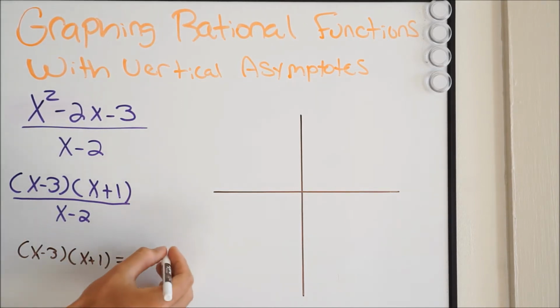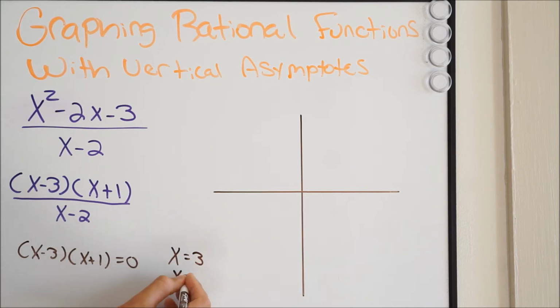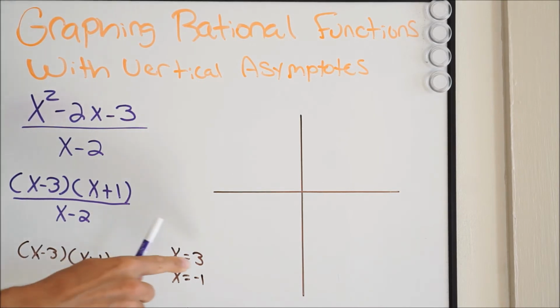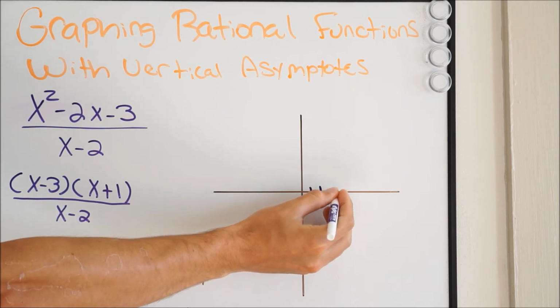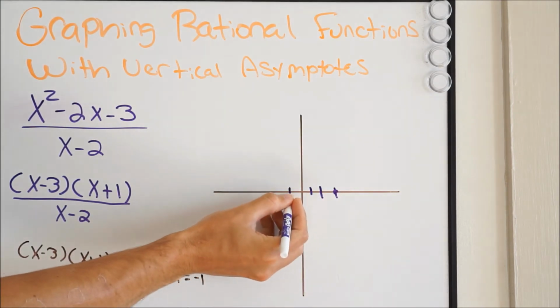So when I do that, I get x equals 3 and x equals negative 1. Those are points I can now put on this graph. Remember, this is where it's crossing the x-axis. So at x equals 3, so 1, 2, 3, we'll make a point, and at negative 1.